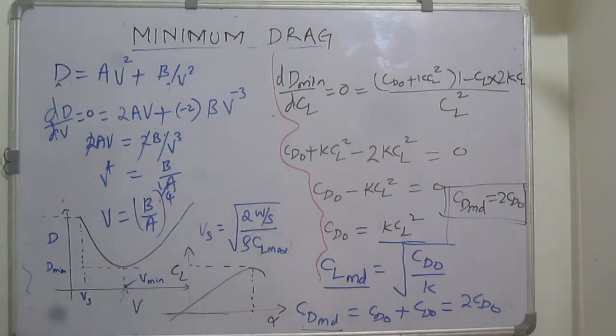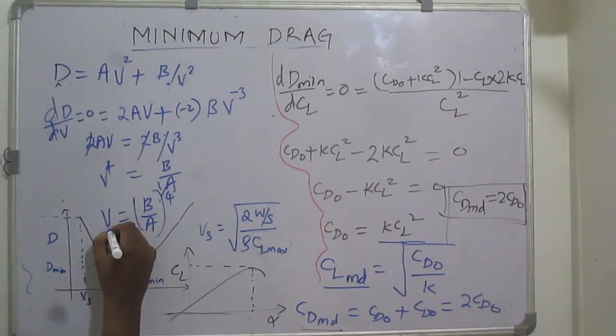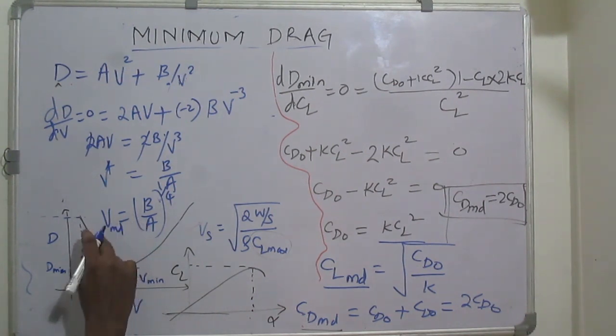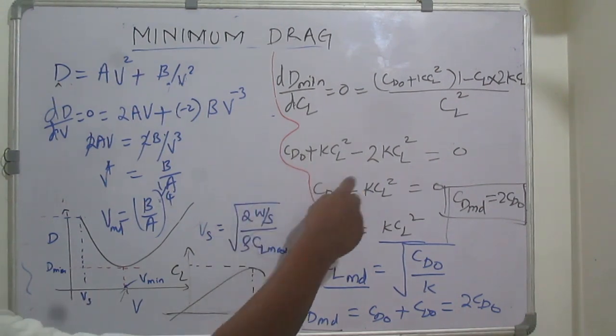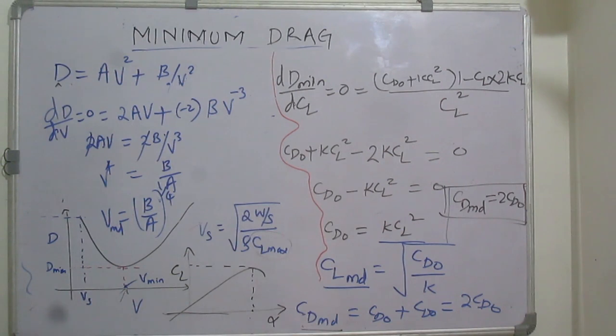So this is the velocity at minimum drag. So this we can call the minimum drag velocity. Minimum drag velocity equal to B by A whole power 1 by 4, because we know what B and A are. So by substituting those constants, we can obtain this minimum drag velocity. Also we can find out the CL at minimum drag and the CD at minimum drag.